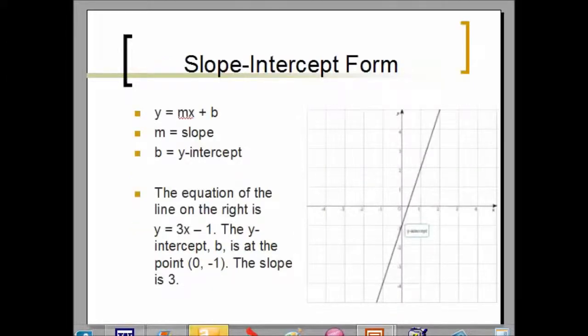Recall again that the slope-intercept form is y equals mx plus b, where m equals the slope and b is the y-intercept. Now keep that in mind and look at the graph on the right. The equation that's being graphed is y equals 3x minus 1. Notice that this line cuts the y-axis at the point (0, -1). Therefore, the y-intercept b is negative 1 and the slope is 3. Therefore, substituting into y equals mx plus b, we replace m with 3 and b with minus 1 for that equation y equals 3x minus 1.